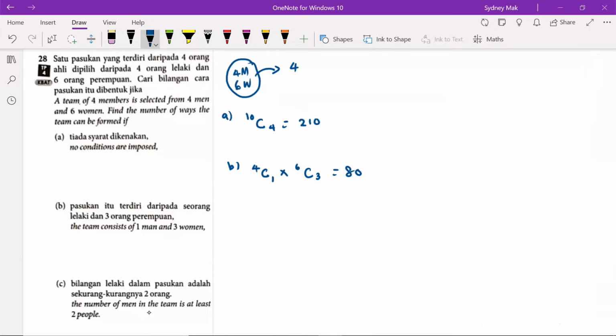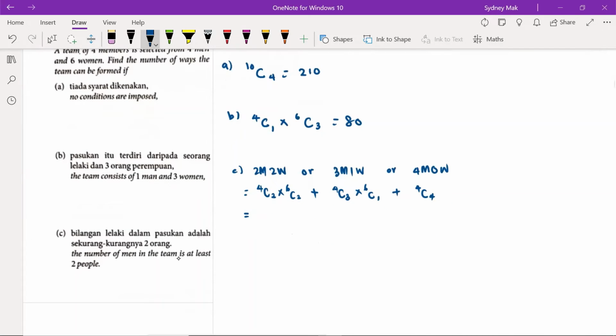Next, the number of men in a team is at least 2 people. At least 2 people means we have either 2 men, 2 women, or 3 men, 1 woman, or 4 men, 0 women. Let's find the answer. 4C2 followed by 6C2, plus 4C3 followed by 6C1, plus 4C4. That's it. We don't choose anyone from the women because it says the number of men in the team is at least 2, so it can go up to 4.